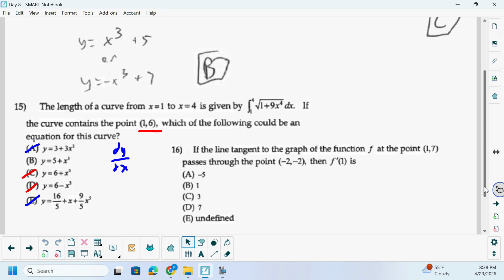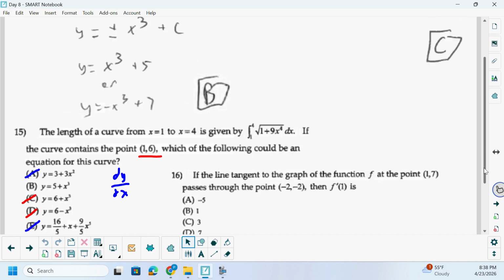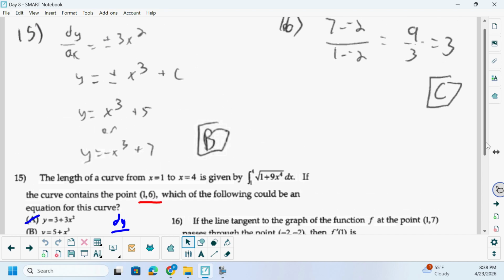Now, if you wanted to do it non-multiple choice method, you could have done your antiderivative. Again, it could have been positive or negative 3x squared for the derivative, so we get plus or minus x cubed plus c. Stub the (1, 6) in, you get two different possible c's, and then just see which one of those is a choice, and that top one there matched with B.